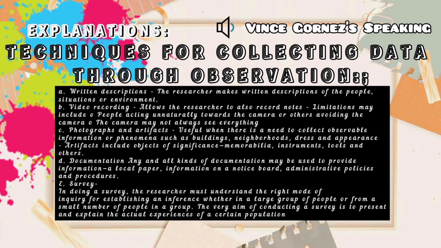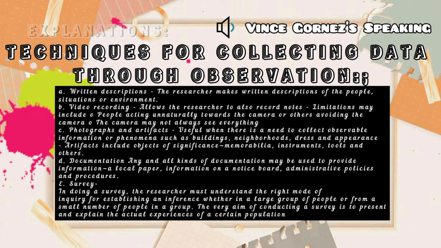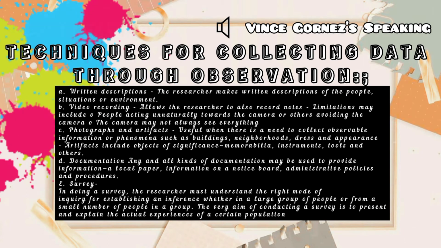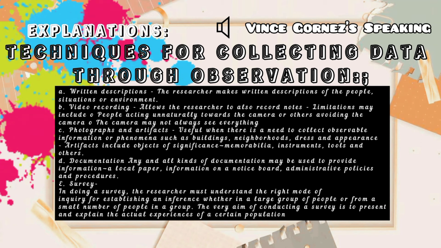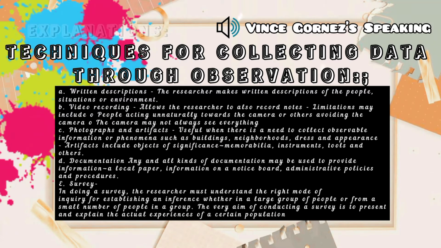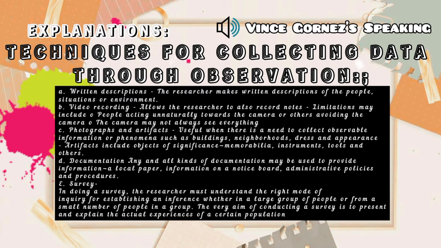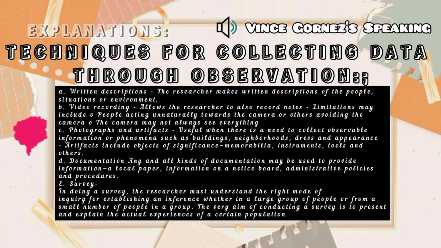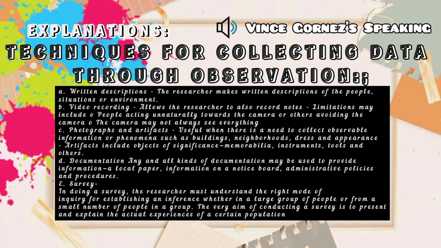Limitations may include people acting strangely towards the camera or others avoiding the camera. The camera does not always capture everything. Third, letter C. Photographs and artifacts. Photographs are useful when collecting observable information or phenomena such as buildings, neighborhoods, dress, and appearance. Artifacts include significant objects such as memorabilia, instruments, tools, and others.